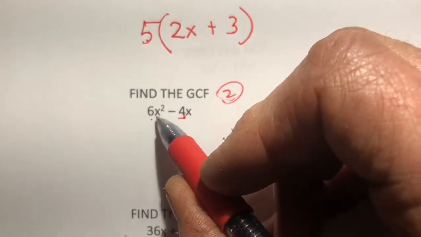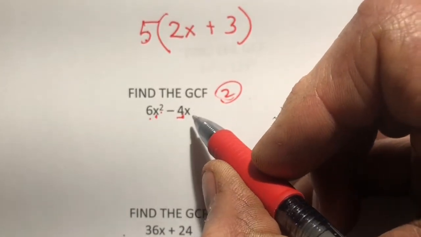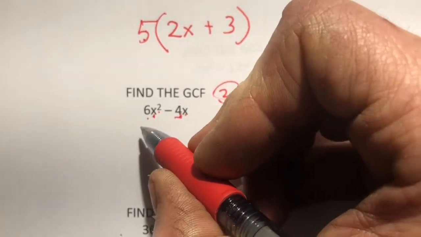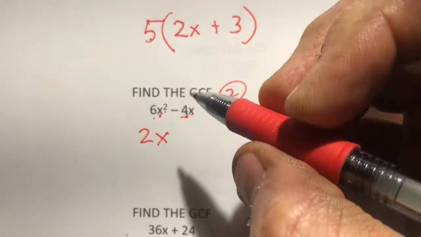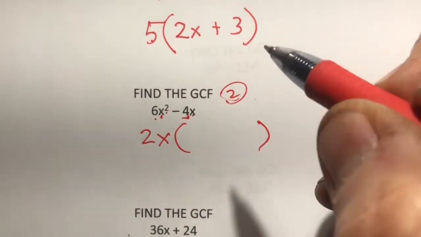Now I look at the variables. The variables, I've got x squared here and I have x there. Well, it can't be any bigger than the smaller one. And so it looks like I can just pull out an x for both of those. So this is my GCF right here. Now I have to factor it out and see what's left.